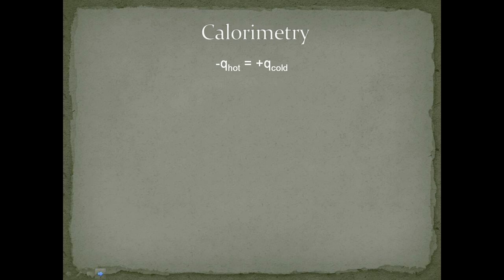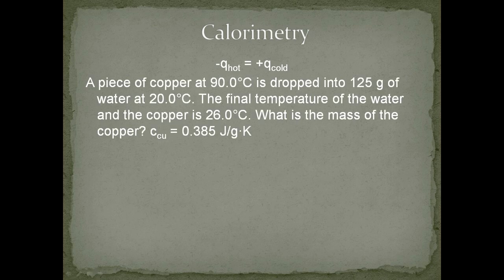If we take a look at a sample problem, I kept the Q equation up there. A piece of copper at 90 degrees Celsius is dropped into 125 grams of water at 20 degrees Celsius. The final temperature of the water and the copper is 26 degrees Celsius. This is important in calorimetry: the final temperature is going to be the same in almost all cases. You put a piece of metal into a glass of water, you expect the temperature of the copper to go down, the temperature of the water to go up, and both end up at the same temperature.